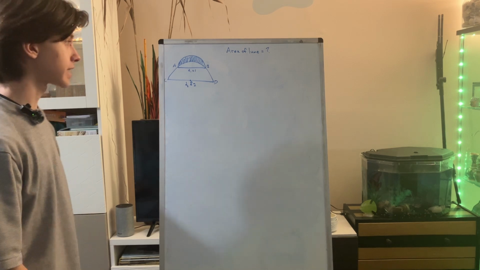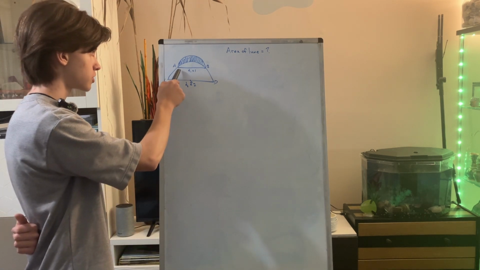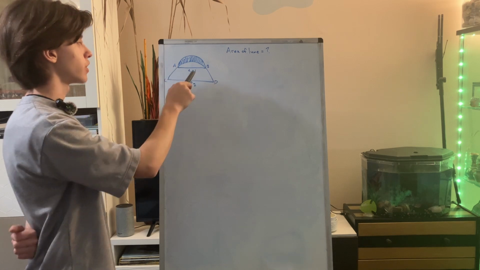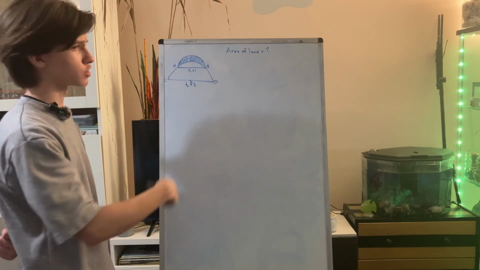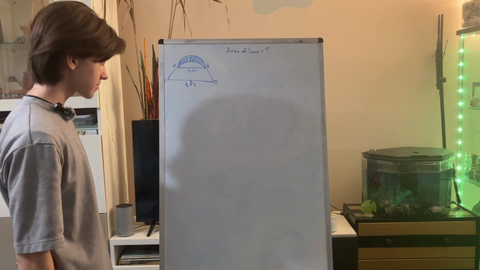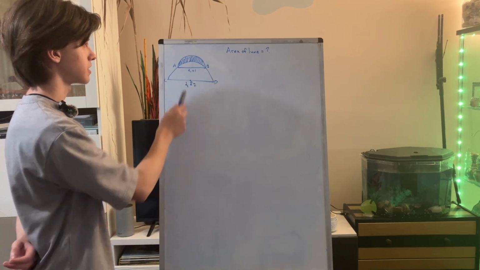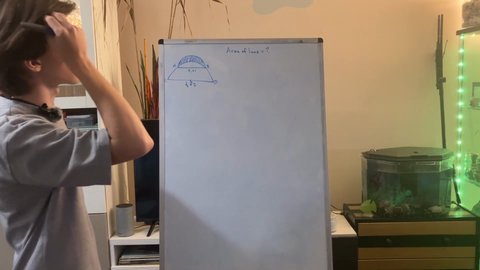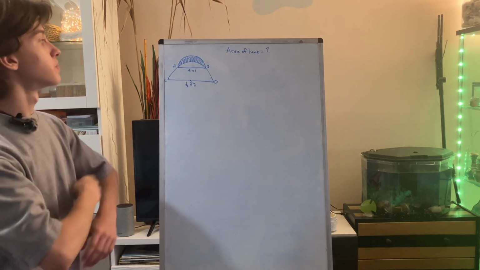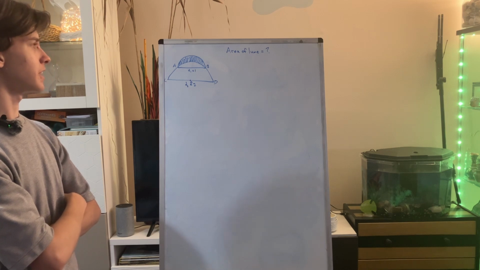So here in the problem we have the large semicircle of diameter 2 and one intersecting it with diameter of 1. And the lune is the shaded region right here, which looks a bit like a crescent moon, hence the name. And we have to find the area of this, where the diameter of the smaller semicircle is 1.